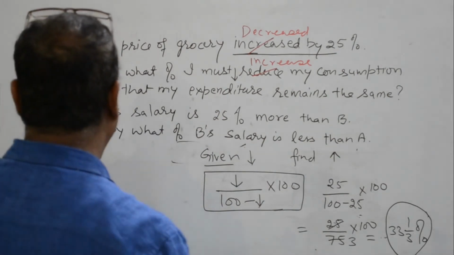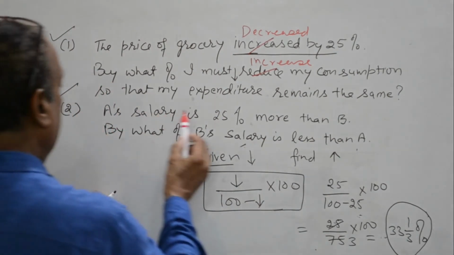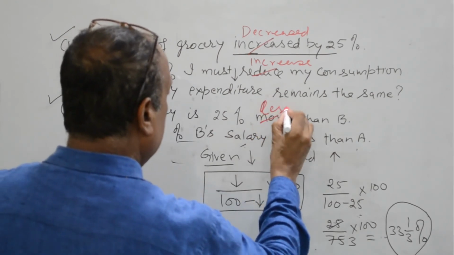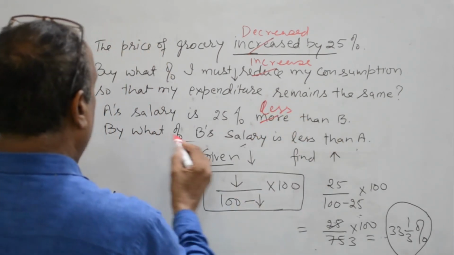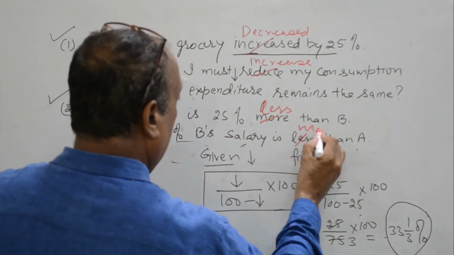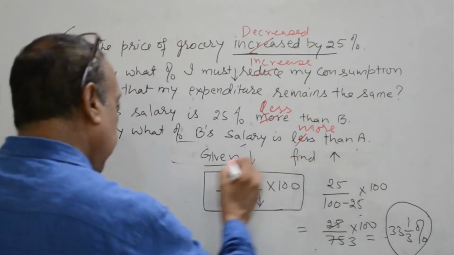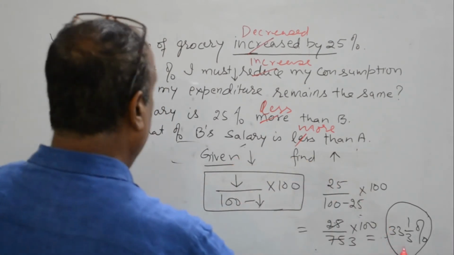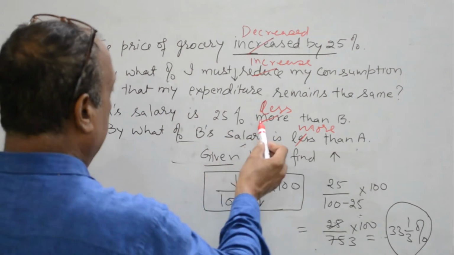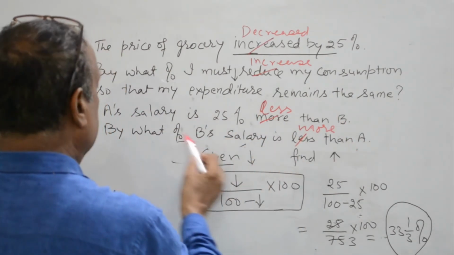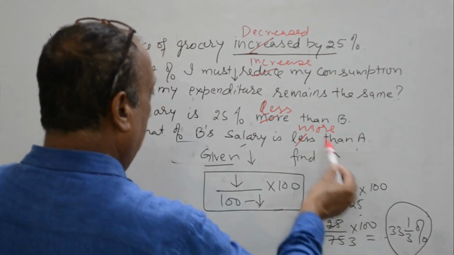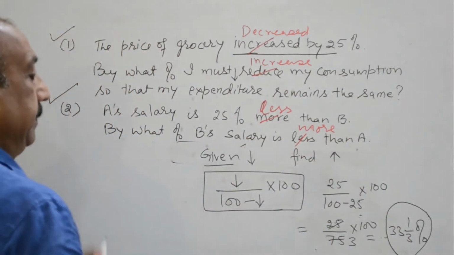And similarly, here it will be: A's salary is 25% less than B. By what percent is B's salary more than A? In a similar way we'll solve this question, and it will mean that when A's salary is 25% less than B, then B's salary will be 33 and 1 upon 3% more than A.